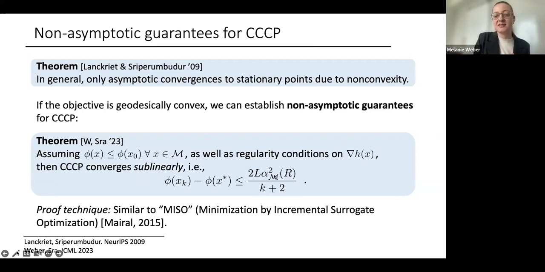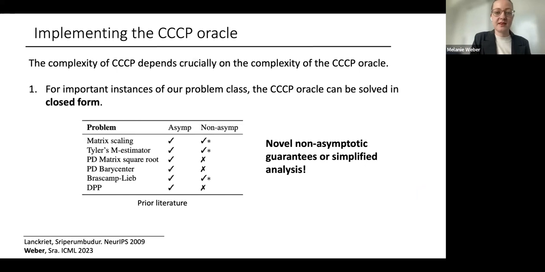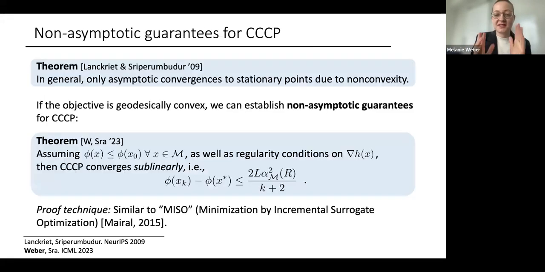You see that here on the right-hand side, there are some constants that depend on the geometry of the underlying manifold on which we're working, and the Lipschitz constant of the objective function. But overall, our error decreases at a rate of 1 over k. So again, similar to what we discussed in the case of the Frank-Wolfe algorithm, this is nice, right? It gives us a precise guarantee on the convergence rate of the algorithm.